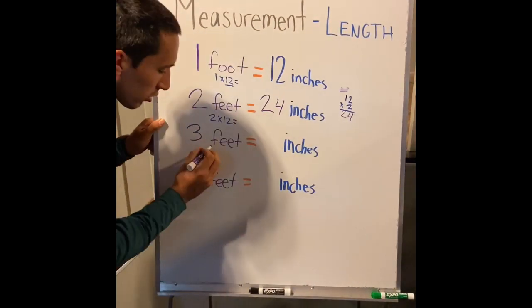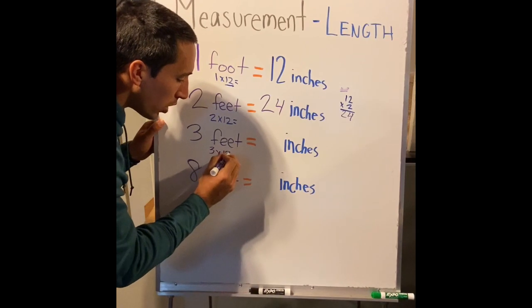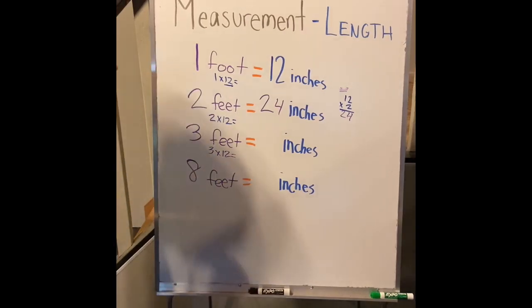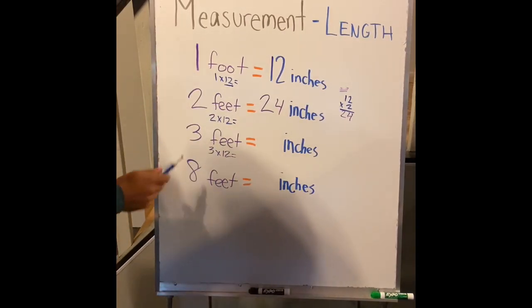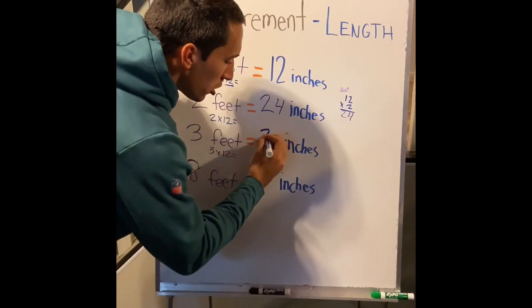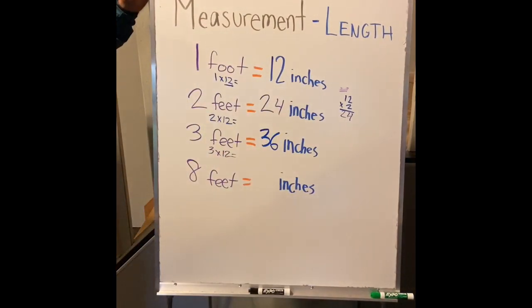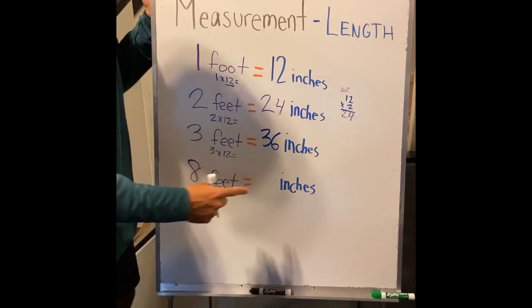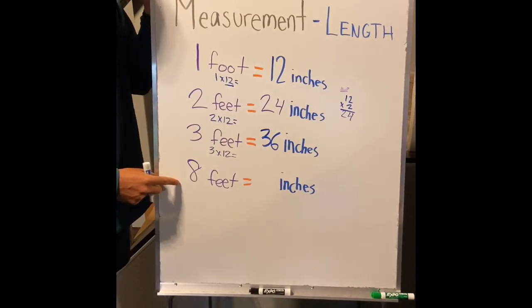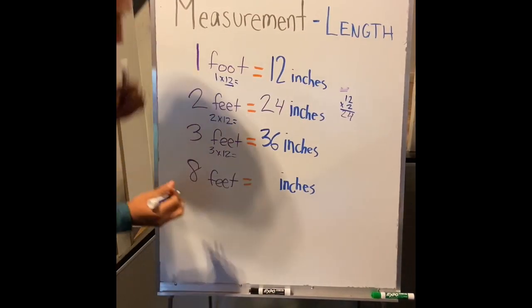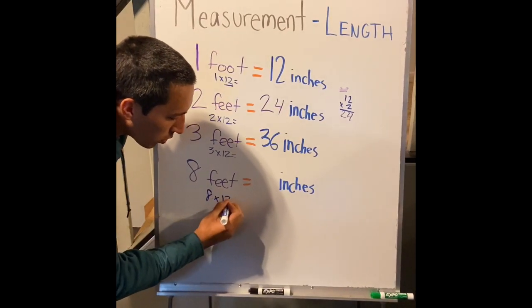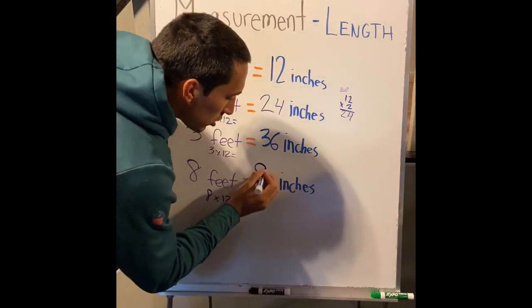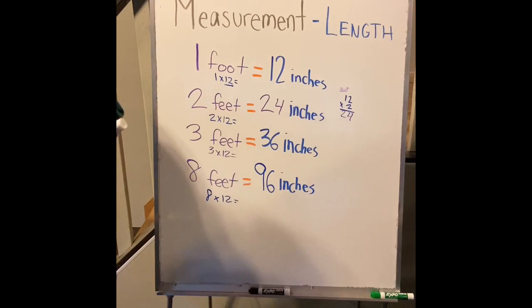Now you can do the same thing for 3 feet. If I have 3 feet, I'm going to times it by 12 inches in each foot. How many inches are going to be in 3 feet? Well, 12 times 3, or 3 times 12, is 36 inches. Let's try to have you do the last one on your own. If I have 8 feet, how many inches are going to be in 8 feet? You know there are 12 inches in 1 foot, so I need 8 times 12. And 8 times 12 should have given you 96 inches.